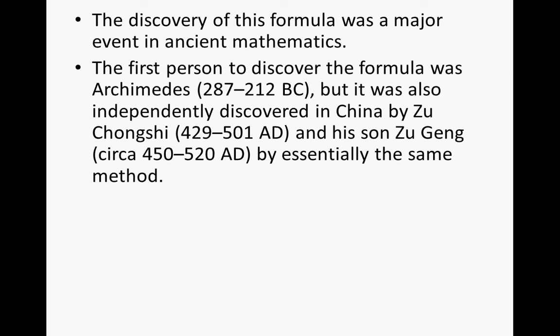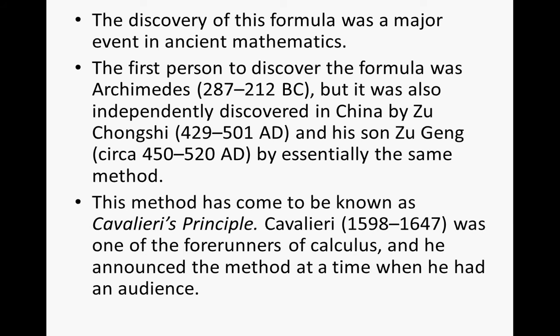The discovery of this formula was a major event in ancient mathematics. The first person to discover the formula was Archimedes, but it was also independently discovered in China by Zhu Shangxi and his son Zhu Gang by essentially the same method. This method has come to be known as Cavalieri's principle. Cavalieri was one of the forerunners of calculus, and he announced the method at the time when he had an audience.